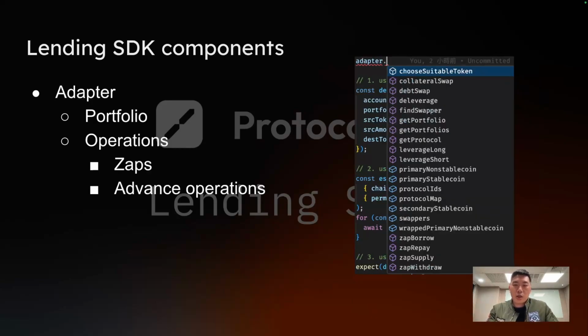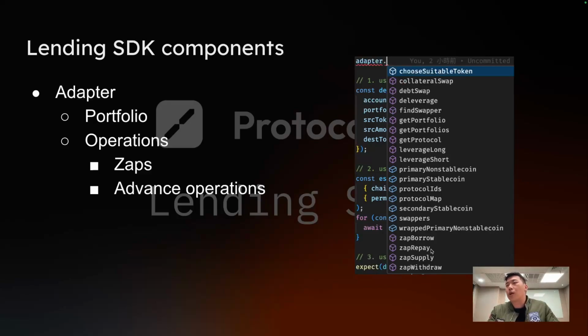And another part is simplifying the operations. Sorry. For the basic operations that I just mentioned, like supply, withdraw, borrow, and repay, the lending SDK enables token zapping. You can see here, and this means that the user has the freedom to choose what kind of token they prefer to do these operations.